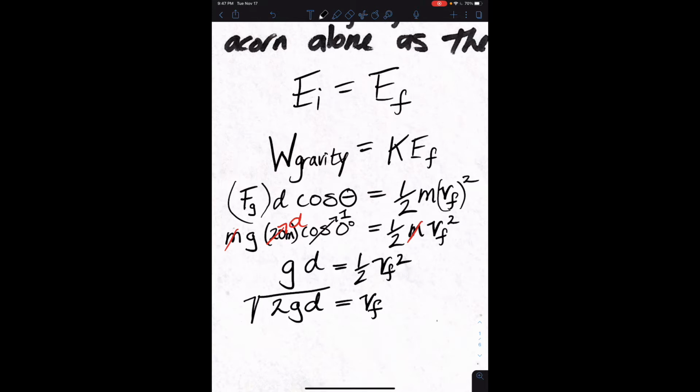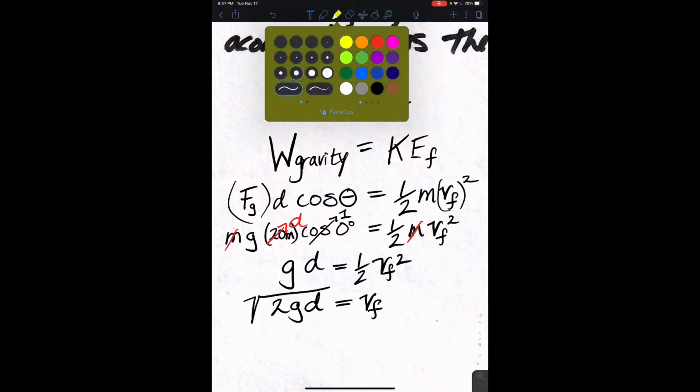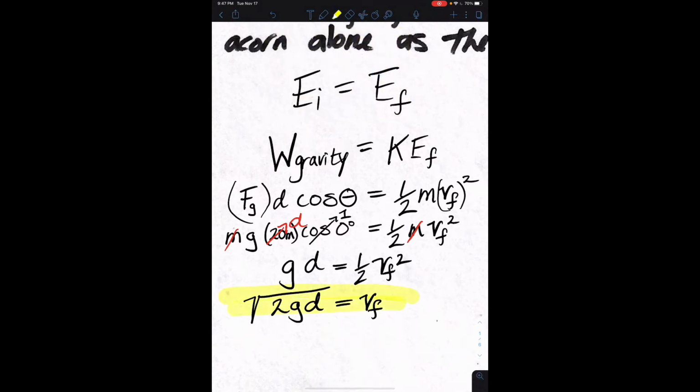So we're saying that VF is equal to the square root of 2GD, right? Now, if we plug the numbers in, we can actually solve for an amount here. So we have the square root of 2 times 9.81. Remember, G is not inherently negative.